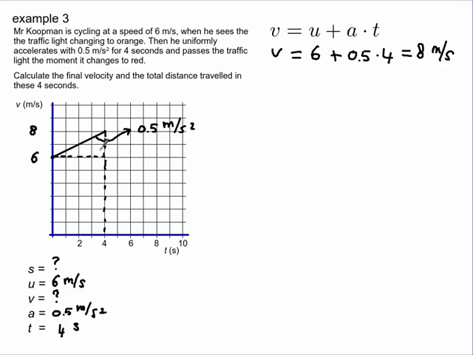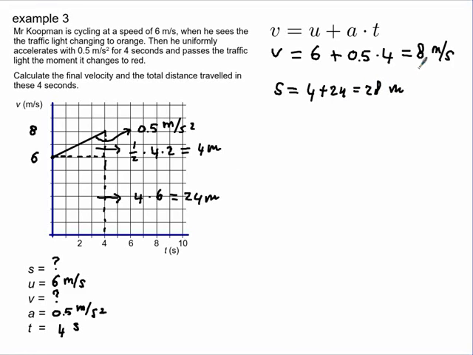Now the area of this triangle equals a half times the base, 4, times the height, 2, which equals 4 meters. And the area of this rectangle is just the width times height, which equals 24 meters. So the total area, or the total distance traveled, equals 4 plus 24 equals 28 meters.